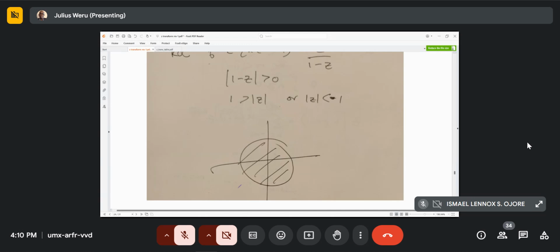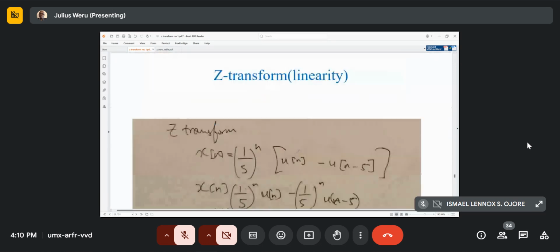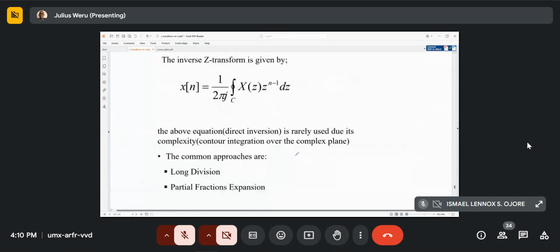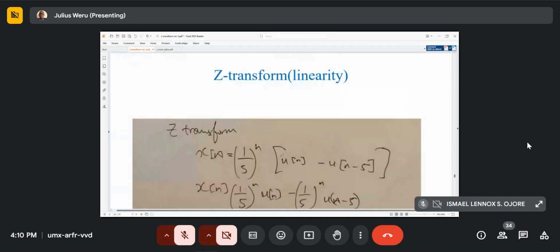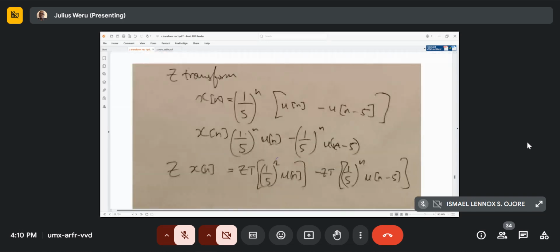But it's inside some value B. In our case here, it happens to be just inside the unit circle. I hope we are all together with the ROC. I think we are almost through with ROC. Then we are doing another example here.